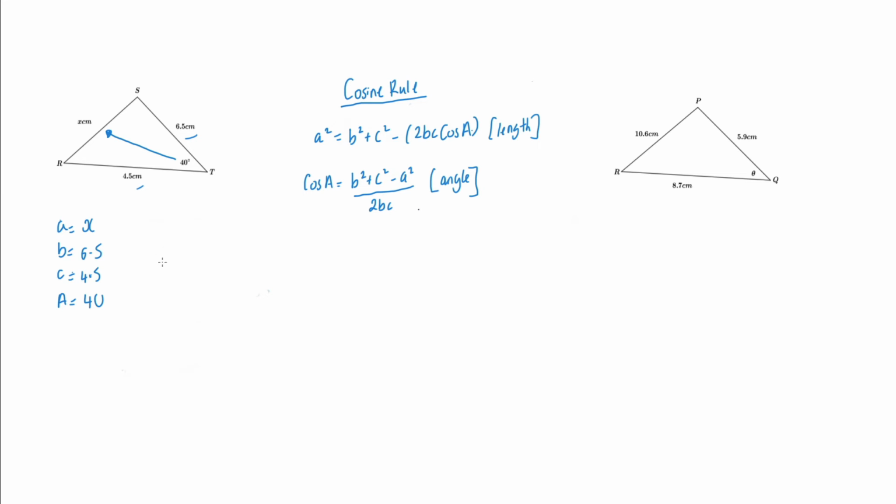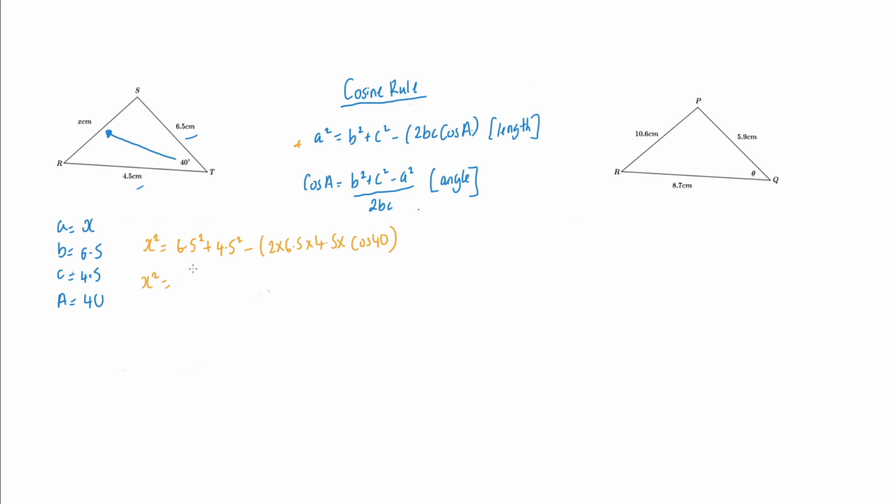All I'm going to do now is sub this into the formula. So A squared is x squared equals, following this formula to find the length, b squared plus c squared, so that's 6.5 squared plus 4.5 squared, minus 2 times b, which is 6.5, times c, which is 4.5, and then times cos A, which is cos 40.